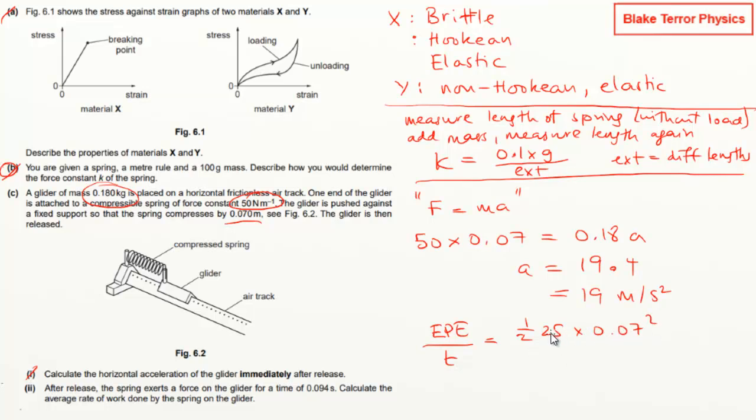0.07 squared. I've already done my half of k, so that's k is 50. I was writing in 25 because I was thinking about half of k. So half of 50 multiplied by 0.07 squared divided by 0.094. So 25 times 0.07 squared is that divided by 0.094 gives us 1.3 watts as a rate of work done, because we've got energy per second going on here. So 1.3 watts. Yeah, quite a nice question.